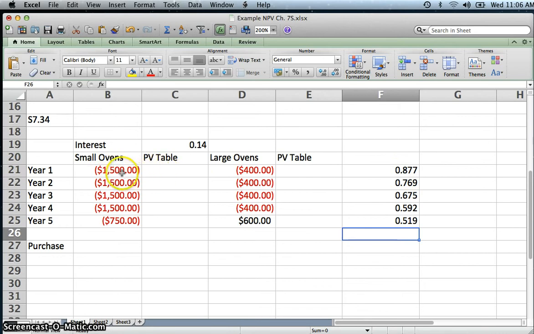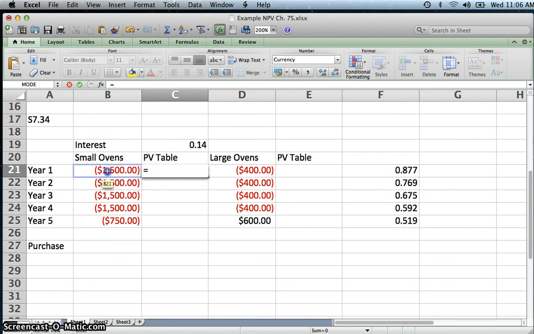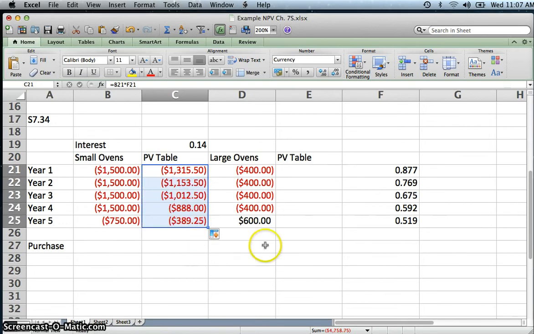Over that time, it's really not 1,500. It's only 87.7% of that. So we can actually calculate this out. We'll take this amount and we'll times it times this rate here. Now we can actually then copy these down. You'll see, instead of 1,500, it's only $1,315.50 because we had until the whole end of the year to pay that. And so we will discount the others appropriately.